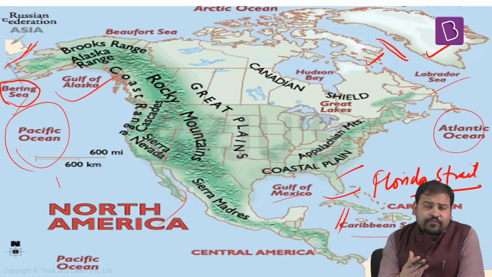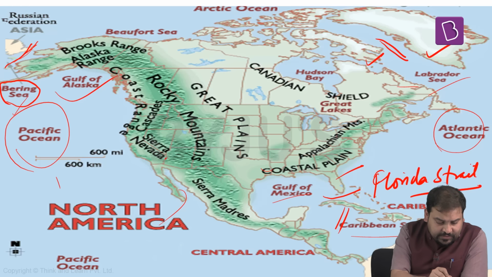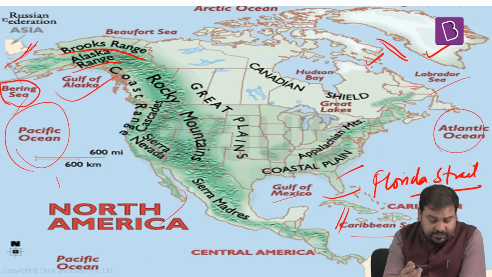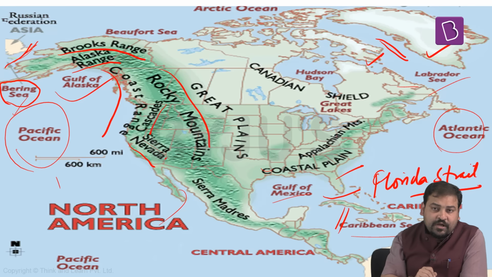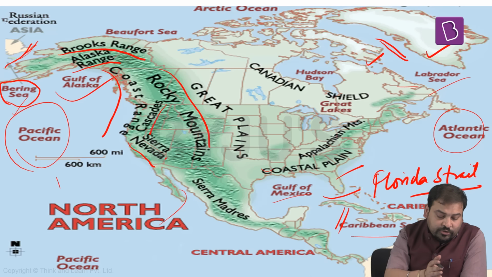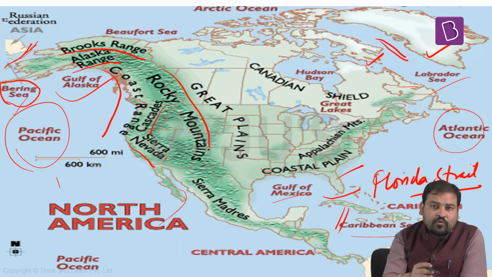Let us look at a few important mountain ranges of America. You can see here you have the Brooks Range. Below that you have the Alaska Range. Then you have almost parallel ranges, one being the Coastal Ranges, another the Cascades, then the Rocky Mountains, and also the Sierra Nevada. All these are on the western side of this continent, and they either extend into both the countries or only one of them.